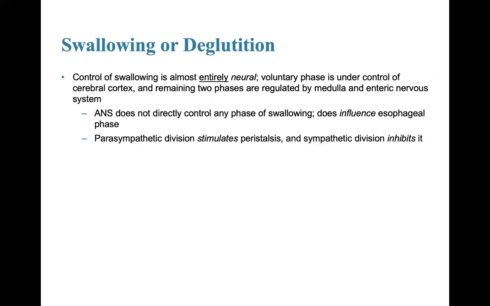The control of swallowing is almost entirely neural. The voluntary phase is under control of the cerebral cortex, which is the somatic nervous system, and the remaining two phases are regulated by the medulla and the enteric nervous system. The autonomic nervous system does not directly control any phase of swallowing. It does influence the esophageal phase. The parasympathetic division will stimulate peristalsis, and the sympathetic division will inhibit peristalsis.